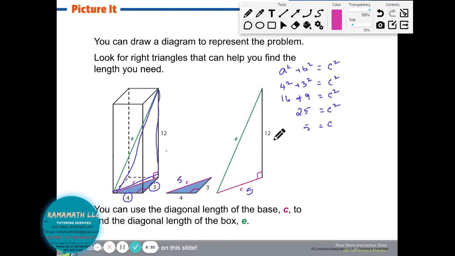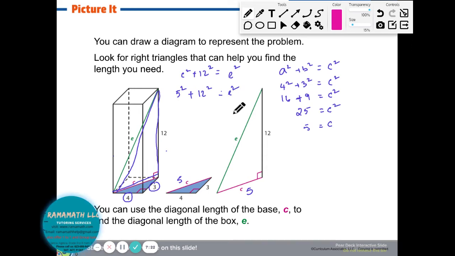I'm going to apply the Pythagorean theorem again for this one, so I can get the longest one. In this case, c squared plus 12 squared equals e squared. You guys understand that? Leg squared plus leg squared is the hypotenuse squared. So let's use the numbers. That's 5 squared plus 12 squared is e squared.